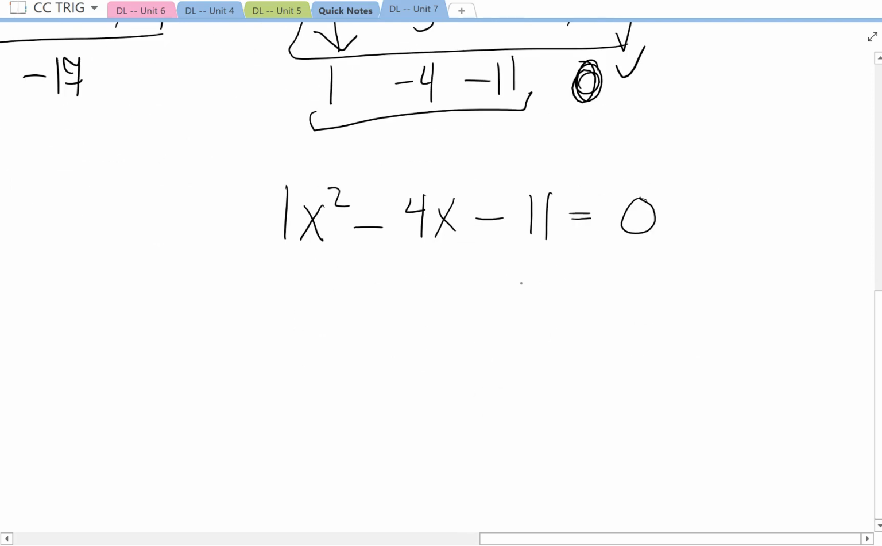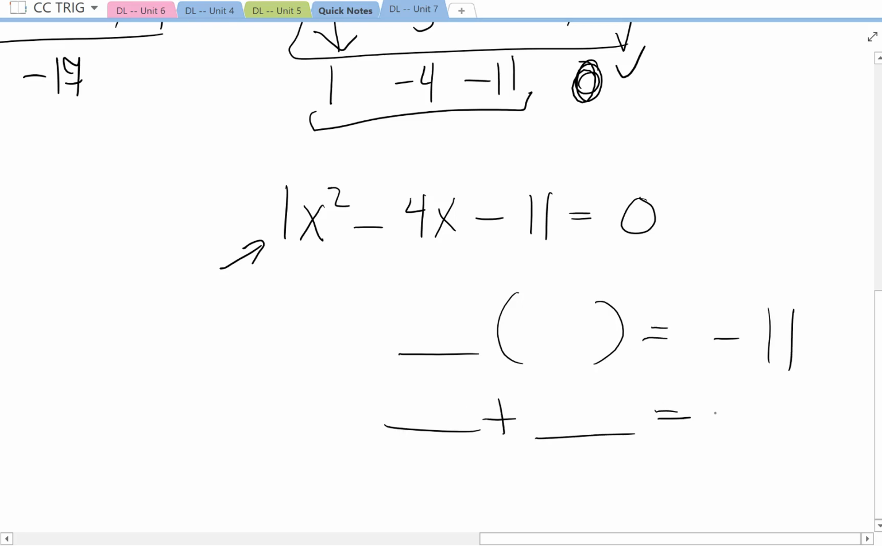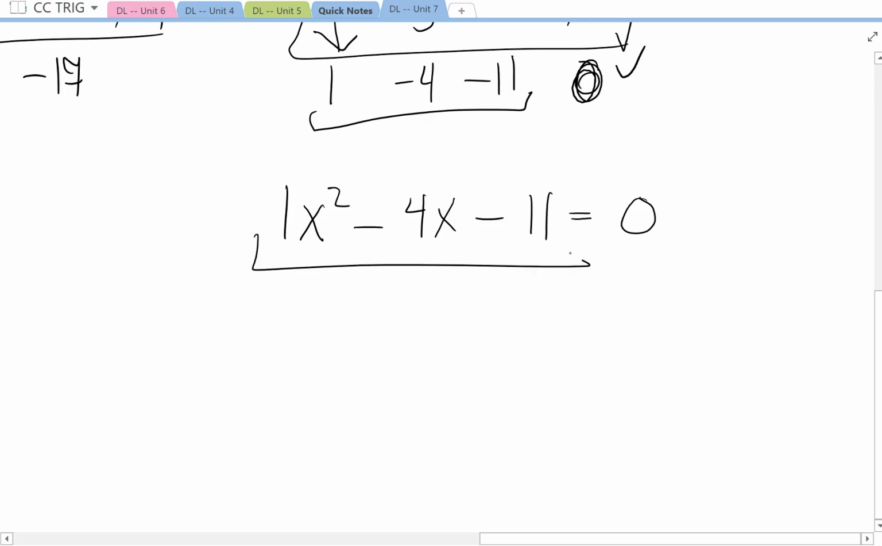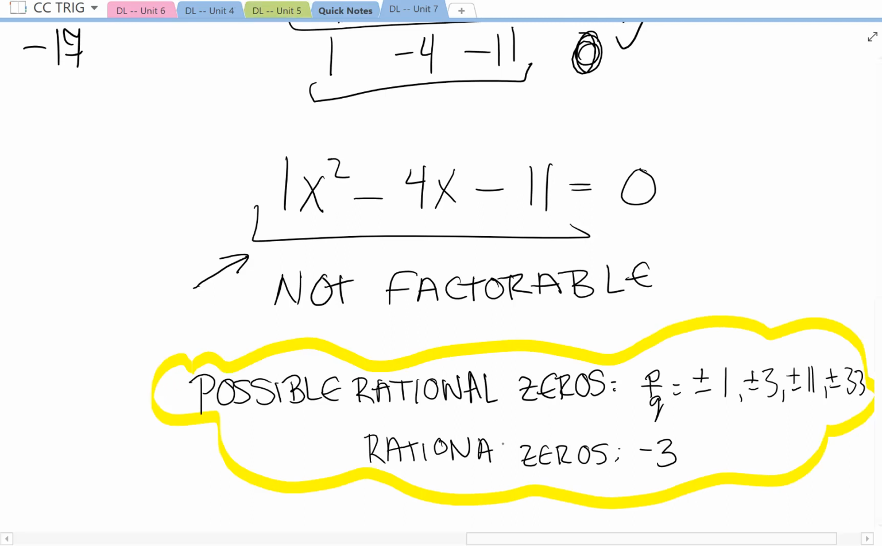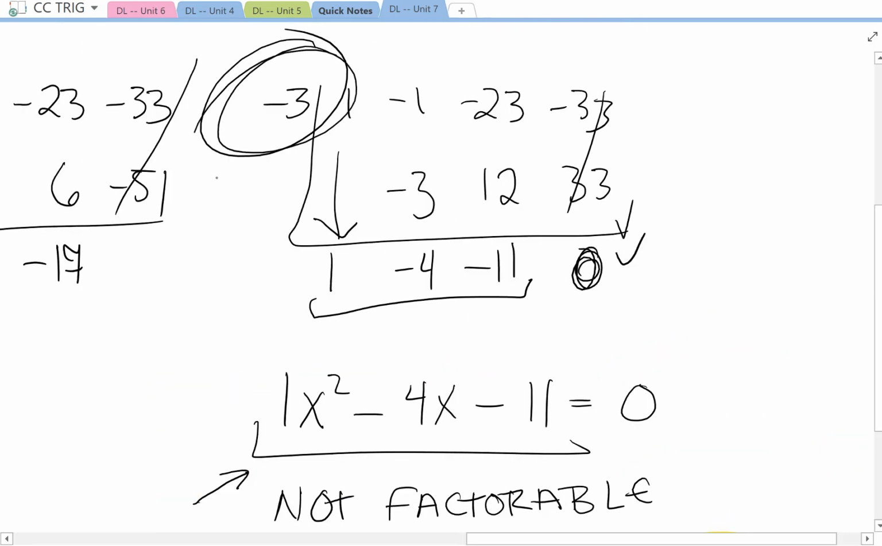If this is factorable, then we find more rational zeros. If it's not factorable, then there are no more rational zeros. This is a 1, so let's try p's and q's. Are there two numbers that multiply to give me negative 11 and add to give me negative 4? No, the only things that multiply to give me 11 are 11 and 1. That's not going to give me negative 4. So this quadratic will 100% give you two more answers, but those answers will not be rational because this is not factorable. So we had our possible rational zeros, and the only rational zero that ended up popping up was negative 3 for this polynomial.